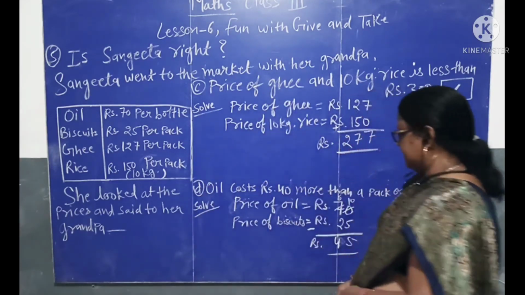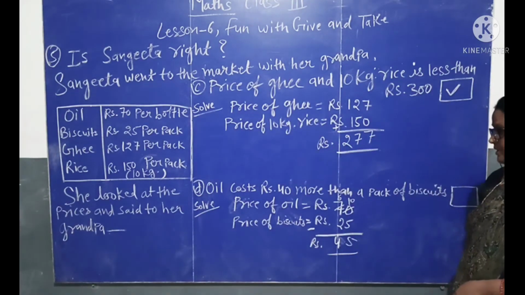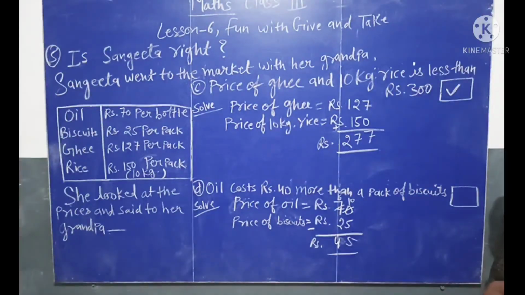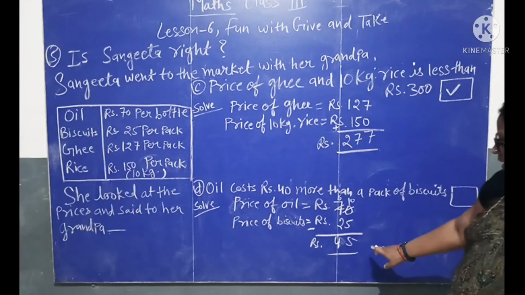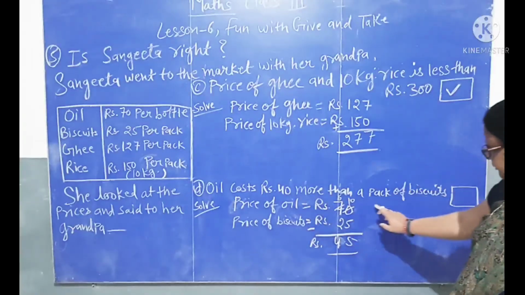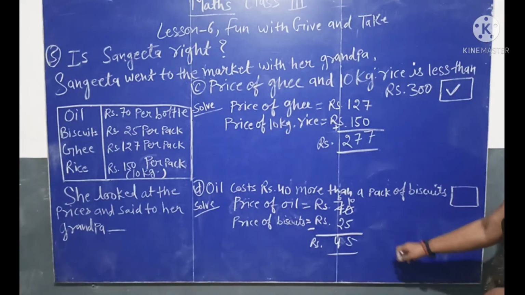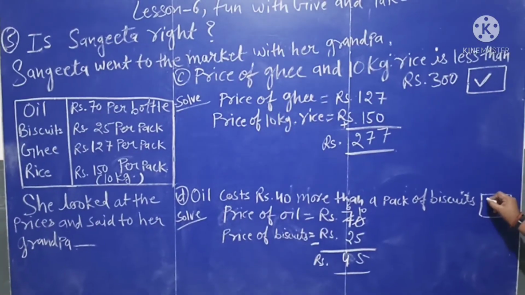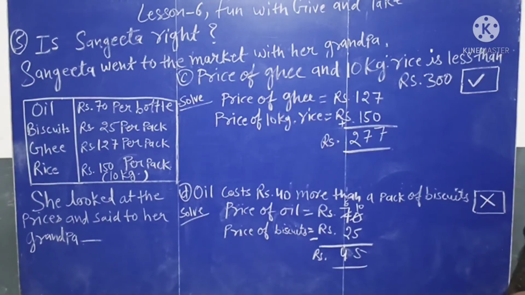And this time Sangeeta is wrong, because she said to her grandpa oil costs rupees 40 more than a pack of biscuit, but here the oil costs rupees 45 more than a biscuit. So this time Sangeeta is wrong, and we put a cross in this box.